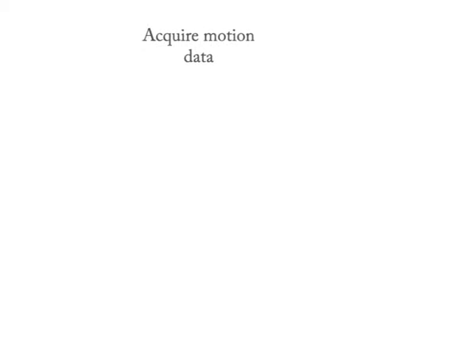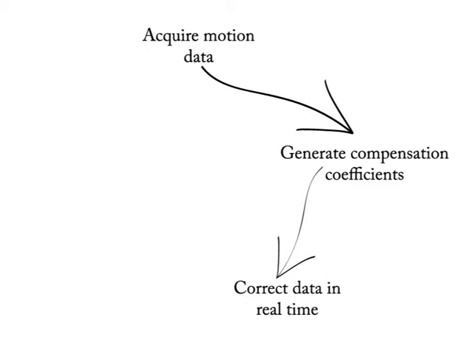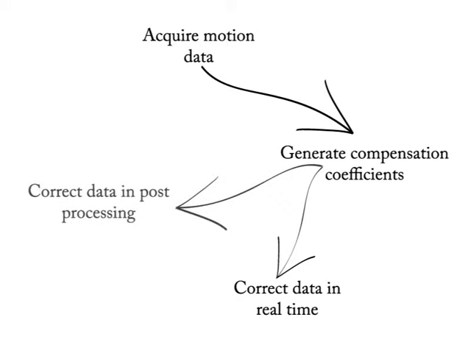First, motion data is acquired. Second, compensation coefficients are generated. Compensation coefficients are either used during the survey to correct the incoming data in real time, or they are used to correct data in post-processing.